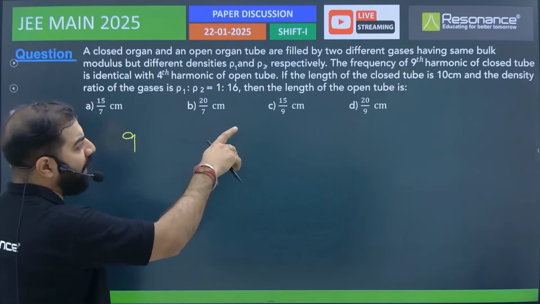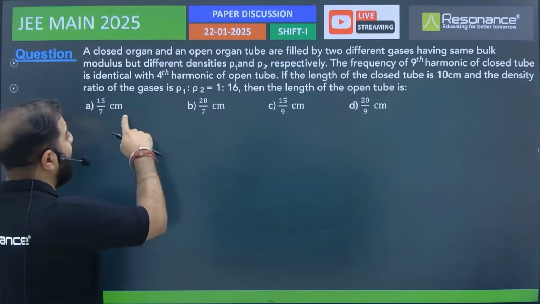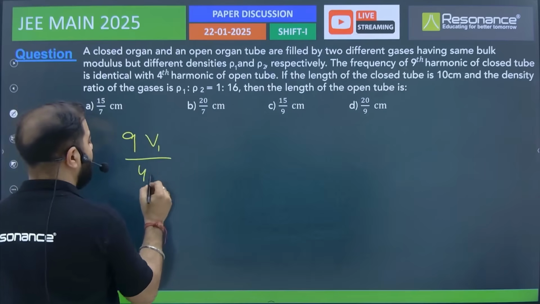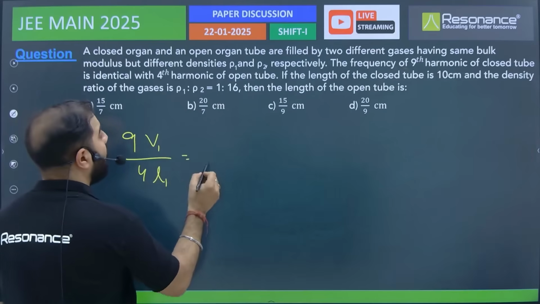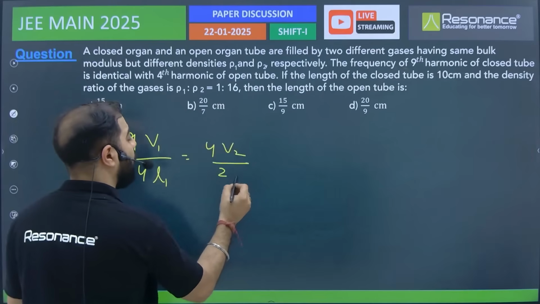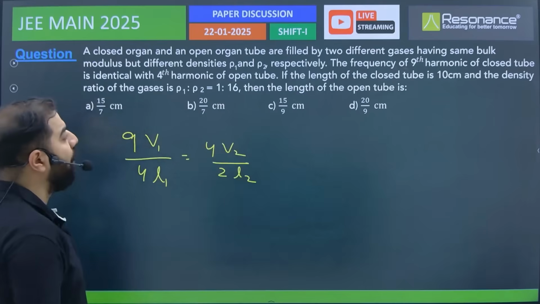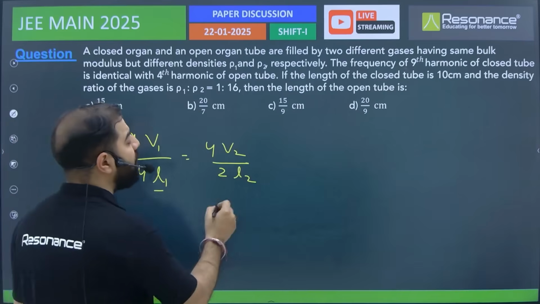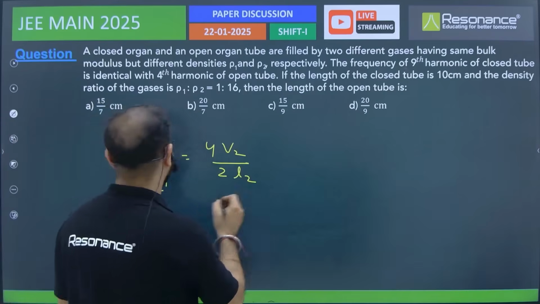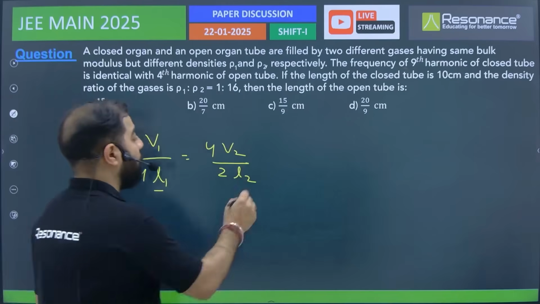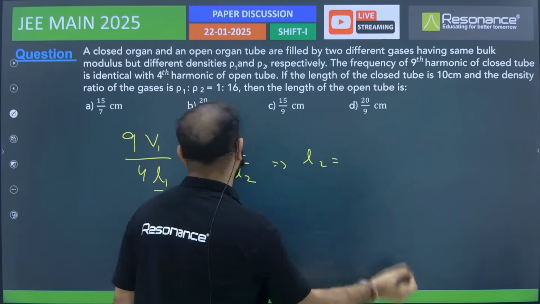The frequency of the ninth harmonic of a closed tube is identical with, so V1 by 4L1, the fourth harmonic of an open tube, which is V2 by 2L2. The length of the closed tube is given as 10. We want to find L2. So let's take L2 on one side and the remaining on the other side.